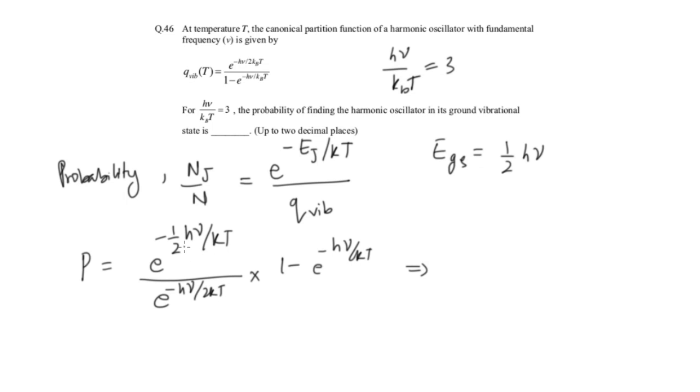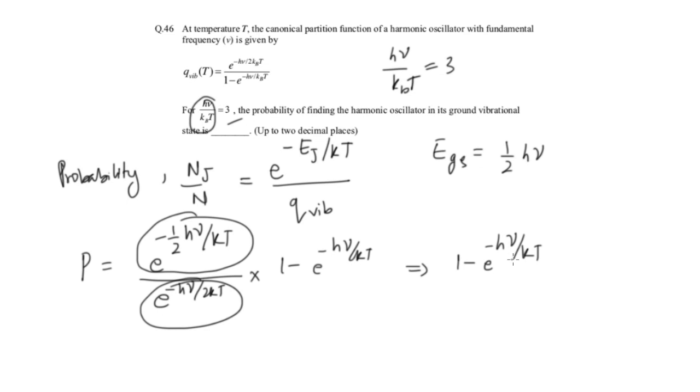So basically, this thing and the thing which you are getting over here, these things are the same. So you are just going to get this, that is 1 minus e to the power minus h nu by kT. So just put the value of h nu by kT, that is 3. I'll put 3 over here, so it's 1 minus e to the power 3.